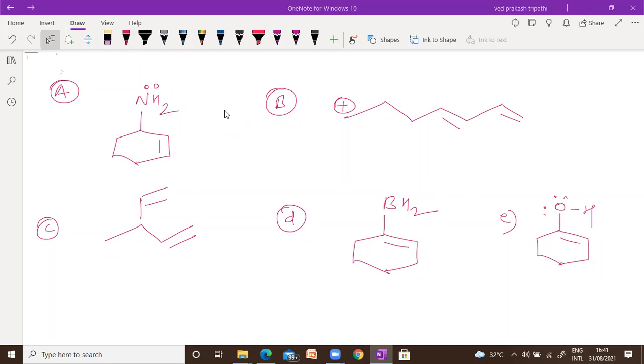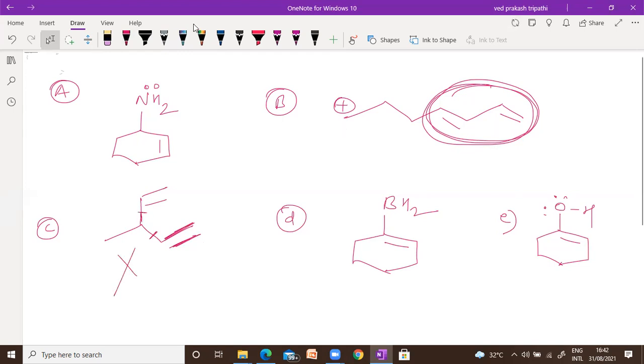Very good. Perfect. What about B? Yes or no? Very good. B, yes. This part, this zone is a resonance zone. Okay. What about C? Yes, C will not show. Double, single is there. Double, single is there. No resonance.